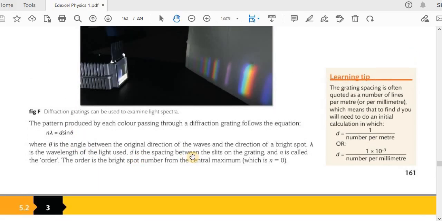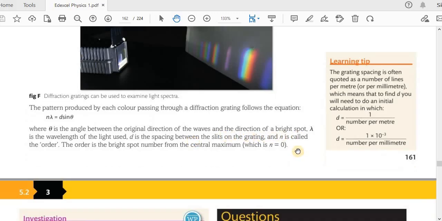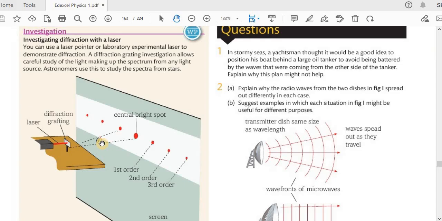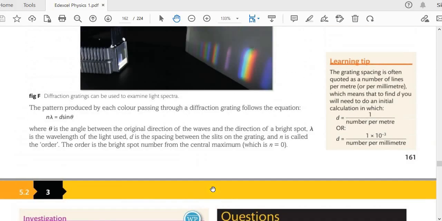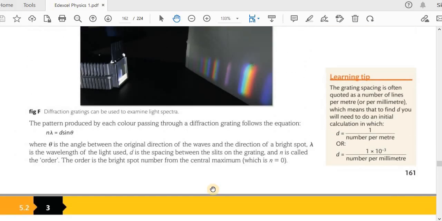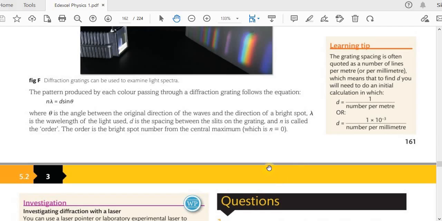Where theta is the angle between the original direction of waves and the direction of the bright spot. So here, this is the angle from here to the bright spot, the central maximum, the one that is the brightest, in other words. We measure the angle like this, from here to here, from here to there. Okay, so that's what's explained here.